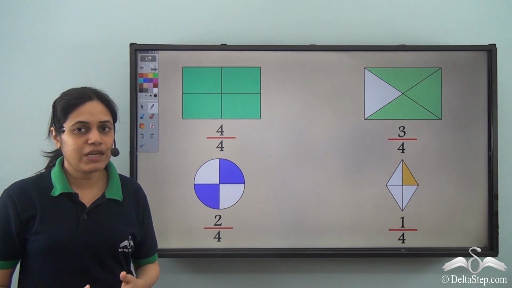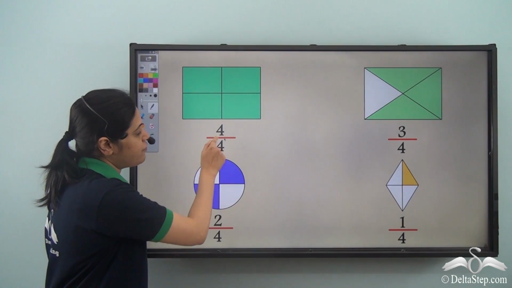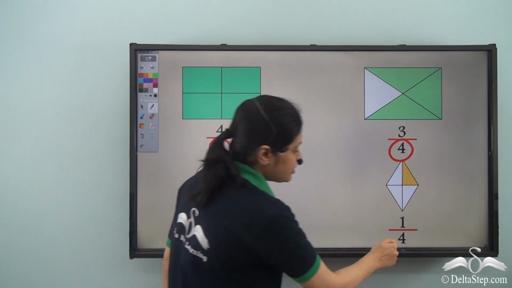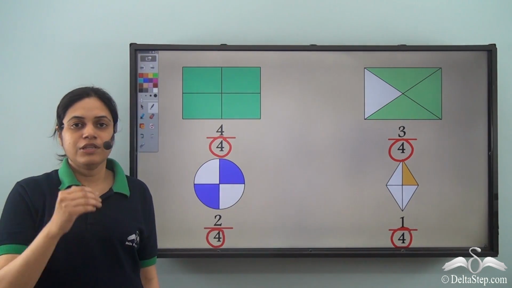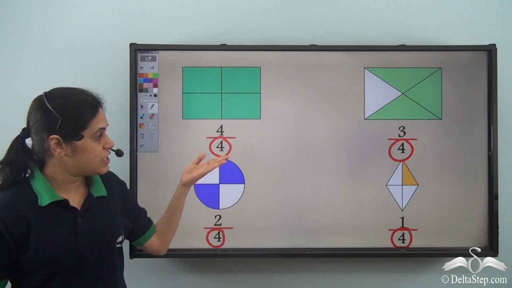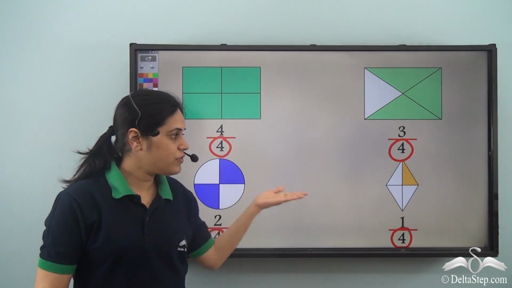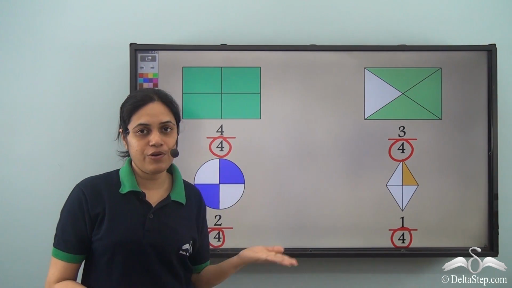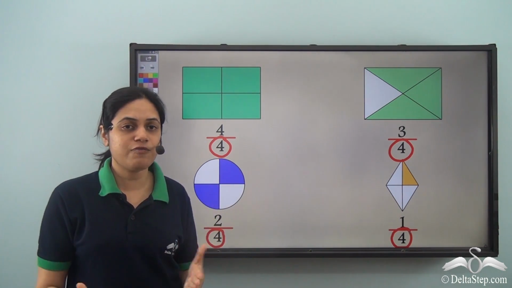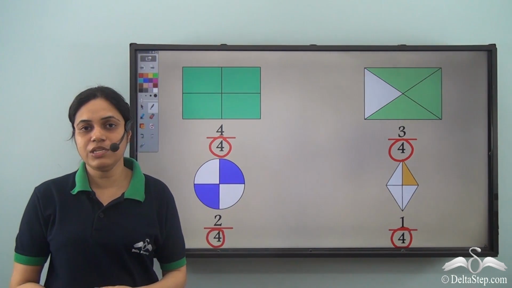Now, did you notice something interesting about these fractions? If you observe carefully, all the fractions have 4 as the denominator. Denominator is the part which is written at the bottom. So, the bottom part is 4 in all of these fractions. That is, each shape here is divided into 4 equal parts. That is, the total number of parts is 4. So each fraction has 4 in the denominator.